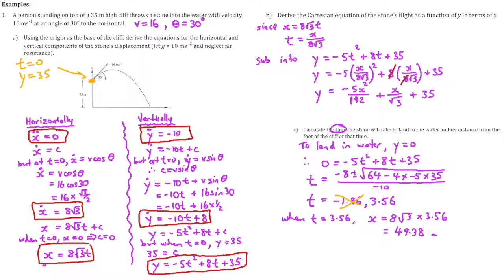And so effectively what we're saying here is it's going to take 3.56 seconds, or just over 3.5 seconds, for the stone to hit the water, and it's going to land 49.38 metres out from the bottom of the cliff. So there's our first example sorted. Let's go on to our final example, and the final example for the course. Not just this chapter, for the course. Now there are plenty of other questions you can do, but at this stage, this is where we're at.